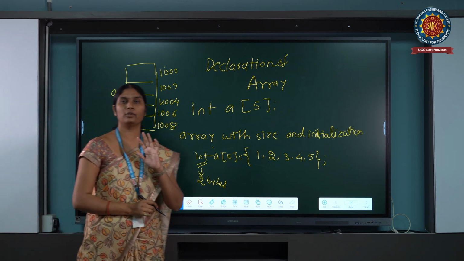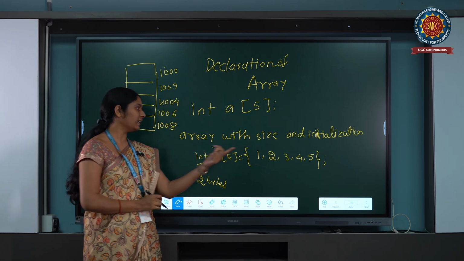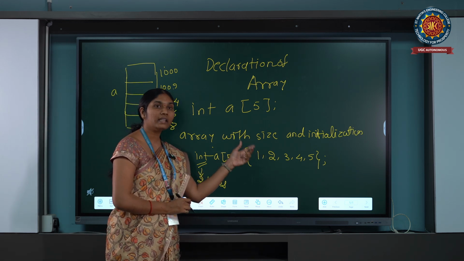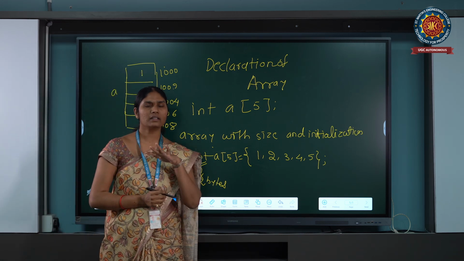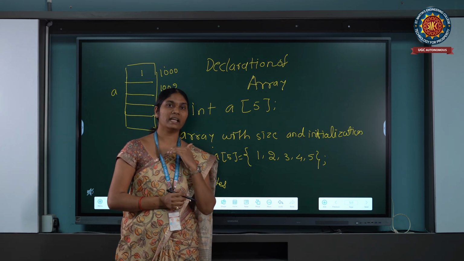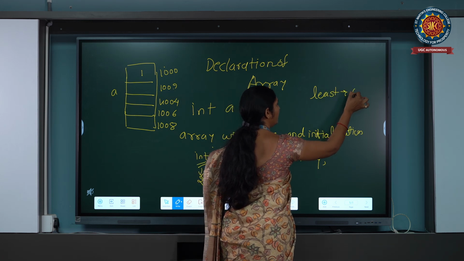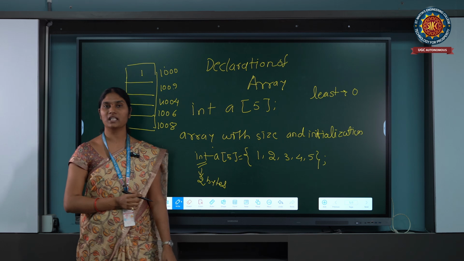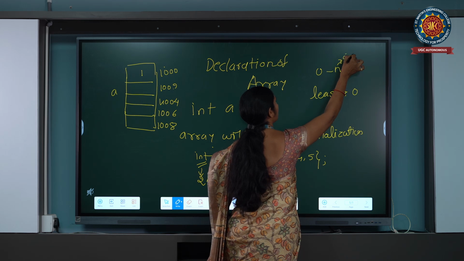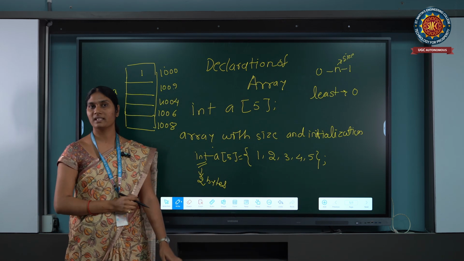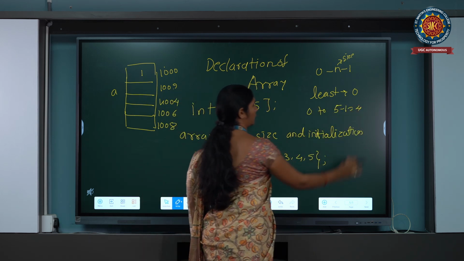The first element of the array will be stored at the least index value. Here the first element of the array is 1. The 1 will be stored at the 1000 address. Every time in arrays, the first element is stored at the least index value, because the least index value is 0 and the index range starts from 0 to n minus 1, where n is the size. In this example, the index value starts from 0 to 5 minus 1, that is 4.